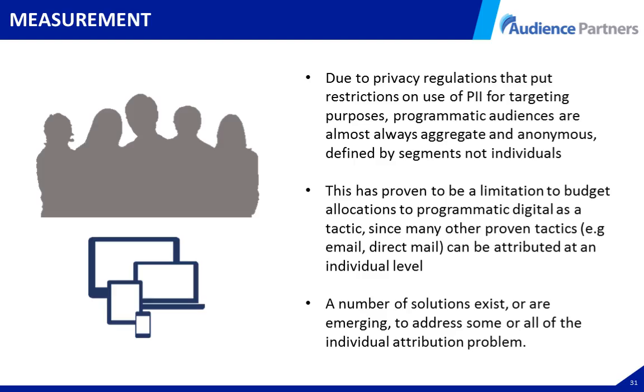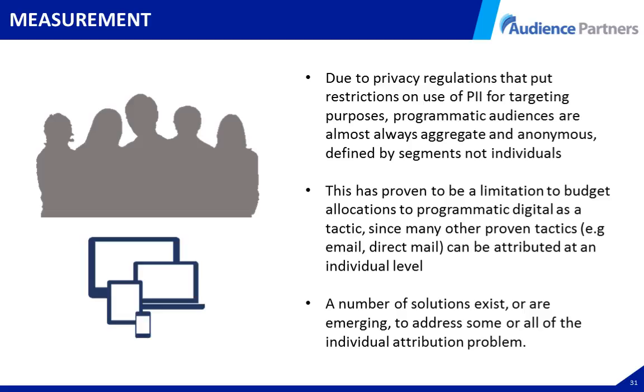But first I will say, in the world of programmatic, due to privacy regulations, we don't live in the world of PII. We live in the world of segments, and those can be very small segments, but they are typically, not always, this says always, aggregate and anonymous segments rather than individuals. So sometimes this can be a limitation to budget allocations, because with email, for example, you can do individual attribution.